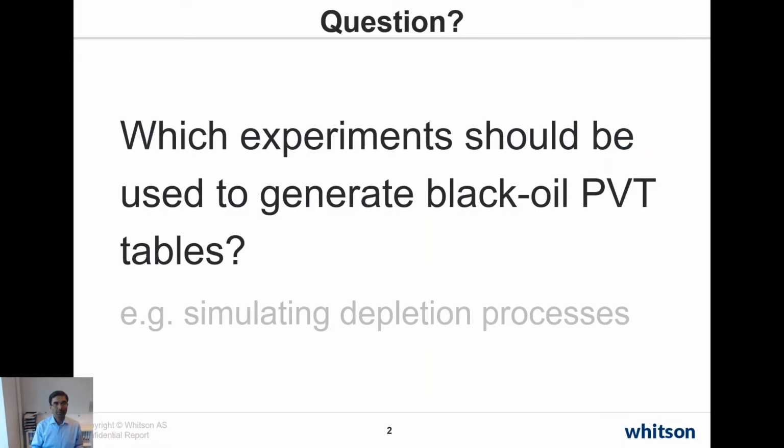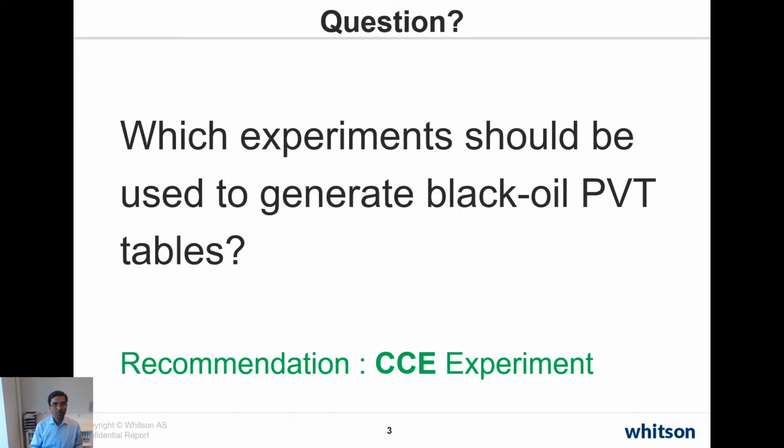Then the question is, which experiment should we use to generate black oil PVT tables? CCE, CVD, or DLE? We recommend the CCE experiment. Now I will go through the work done to reach this conclusion.